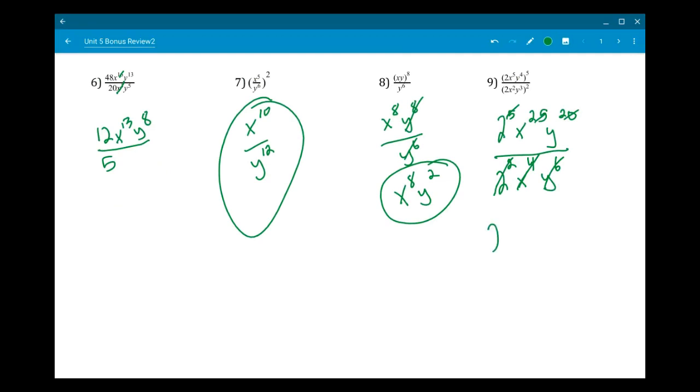And then you would end up with 2 to the 3rd, x to the 21st, y to the 14th. The only thing really left to do after that is evaluate 2 to the 3rd, meaning do the exponent. 8, x to the 21st, y to the 14th.